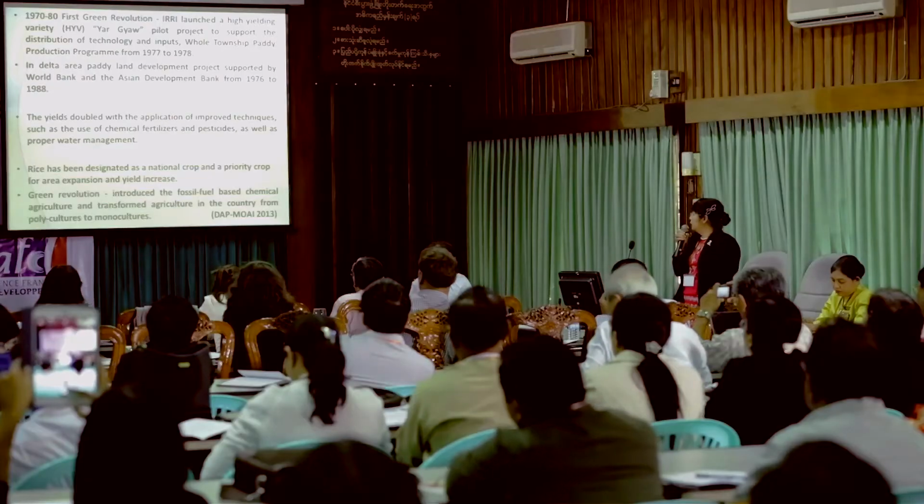In 1970 to 1980, the first Green Revolution, IRRI launched the high-yielding variety pilot project to support the distribution of technology, and the whole township rice production program was implemented from 1977 to 1978. In the Delta also, Paddy Land Development Projects 1 and 2, supported by the World Bank and Asian Development Bank from 1976 to 1980. Therefore, the yield began to double with the application of improved technology such as the use of chemical fertilizer and pesticide as well as proper water management.